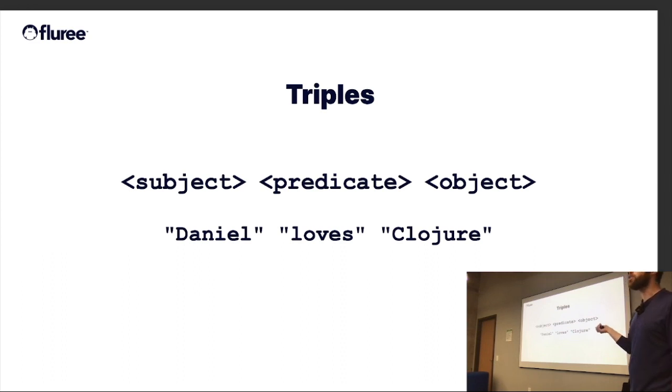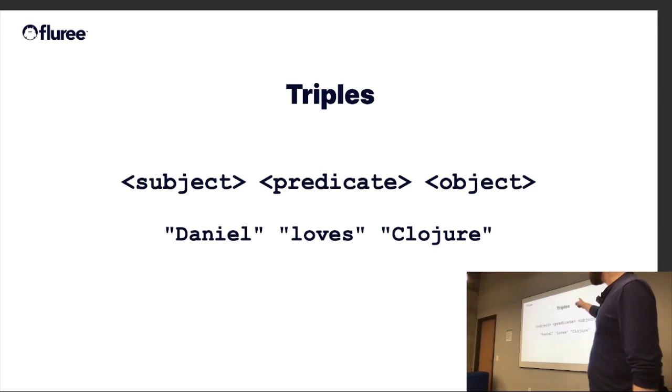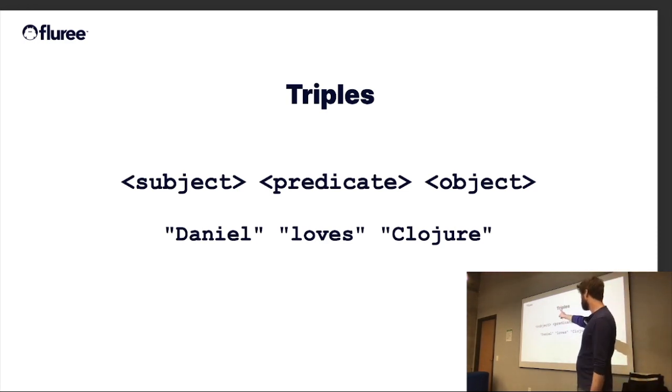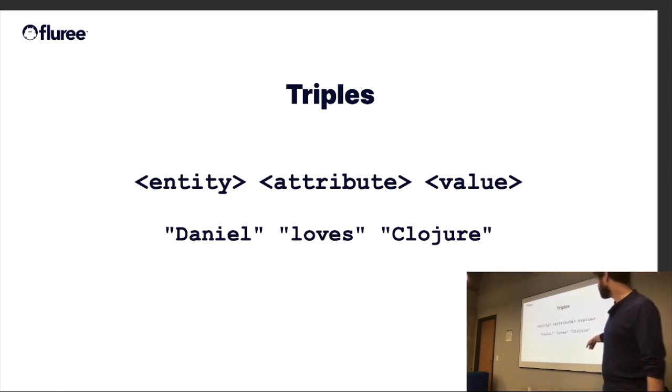And one way that you can notate a graph is to use triples. In this case, this is the traditional nomenclature, subject, predicate, object, according to some traditions. Daniel loves Clojure. I'm the subject. This is the predicate. This is the object. I think these are better names. These are newer names at least. Entity, Daniel. Attribute, loves. Value, Clojure. Should have said immutability for this talk.